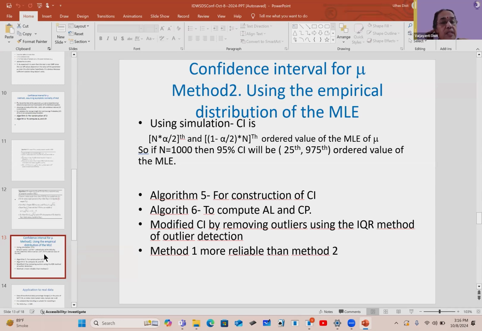For using this method, there are two algorithms: algorithm 5 for construction of the confidence interval, and algorithm 6 to compute the average length and coverage probability. Here also, a modified confidence interval is constructed by removing outliers using the interquartile range method, and tables are prepared for various values of the original sample size, and capital N is the simulation size.